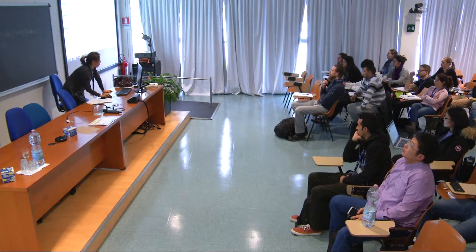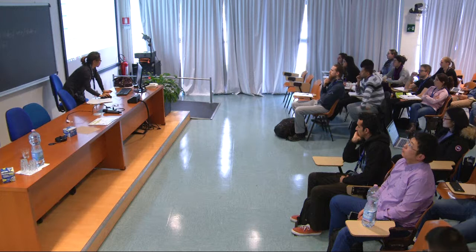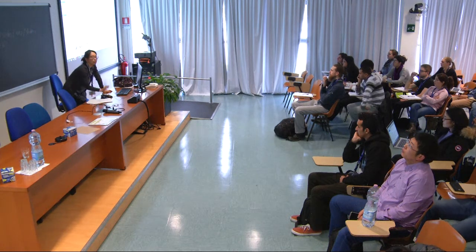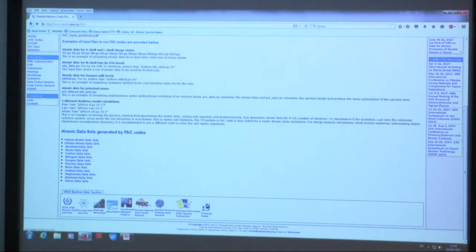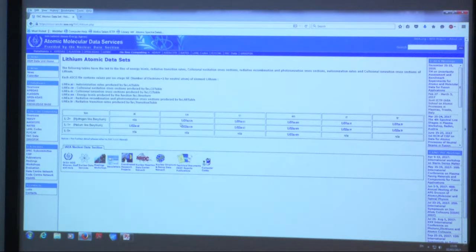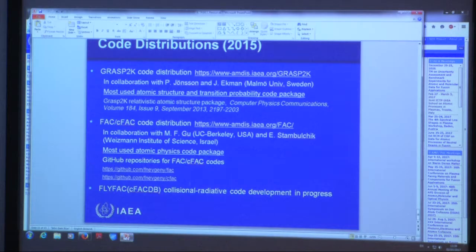Using FAC, there is a Python input file also for Zeeman split levels. For those working on tokamaks who want to look at the Zeeman splitting, you can use this input file. Some people want to do polarization spectroscopy, and here's an input file for polarization. One can also do CR model calculations using the FAC code. And as I said, we generate all the data already for you, so you can just download it and use it.